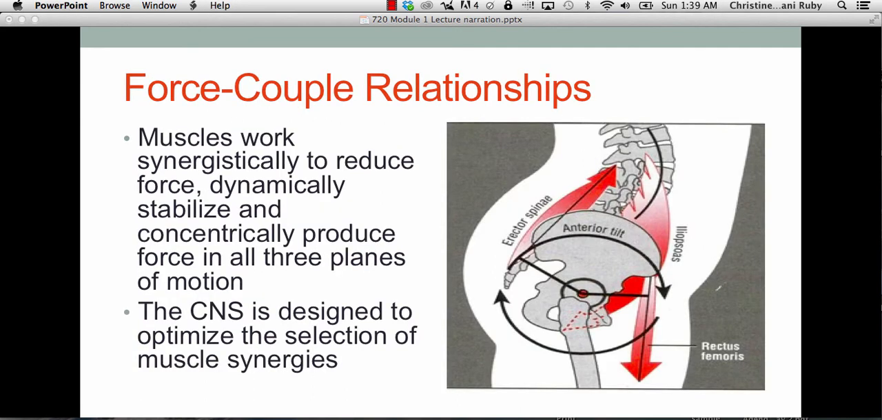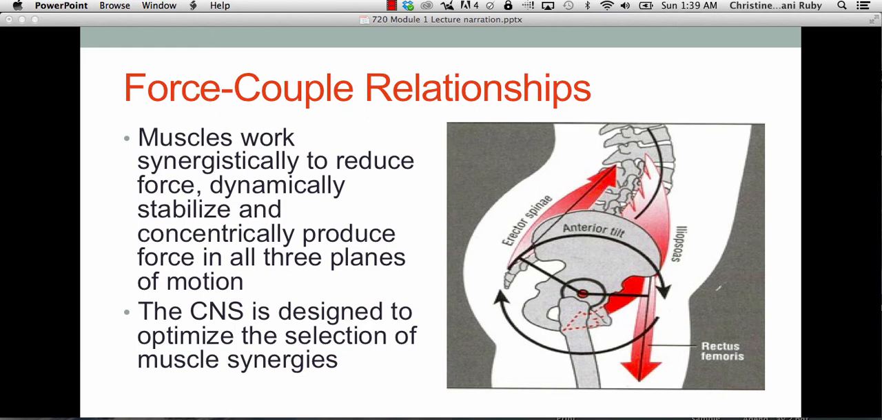Muscles also have force-couple relationships, and this is a lot like what I was telling you with the husband and wife scenario. Muscles work synergistically, and they work together sometimes to reduce force and dynamically stabilize, or they work to concentrically produce a force in a motion. So the central nervous system is what controls this.